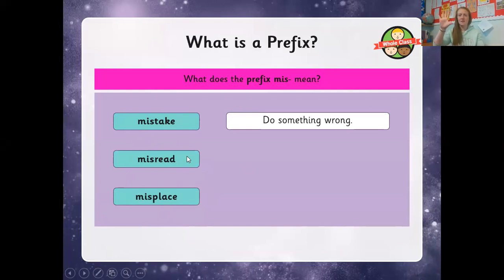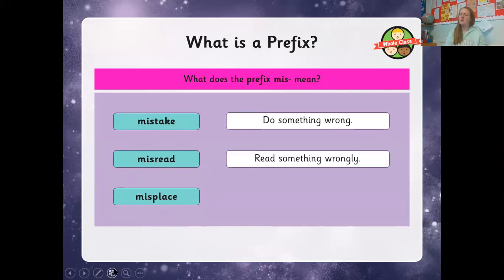Misread. What does it mean? It means to read something wrongly. If I misread something, it means I read it wrong.